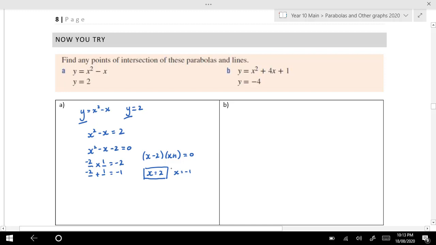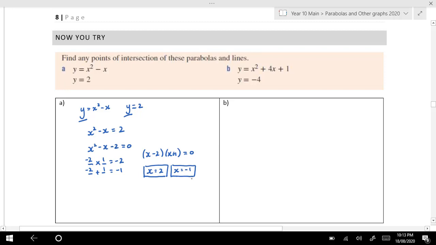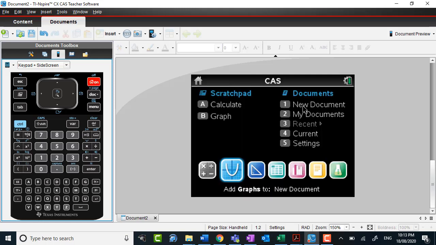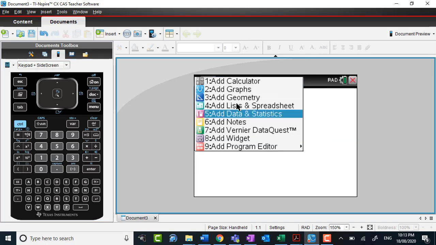Now, you're going to be quite fortunate in that we'll probably ask you something like this, but you have the aid of the CAS calculator. So let's show you how to do it again. Let's go to a new graph. Let's go to a new document altogether.